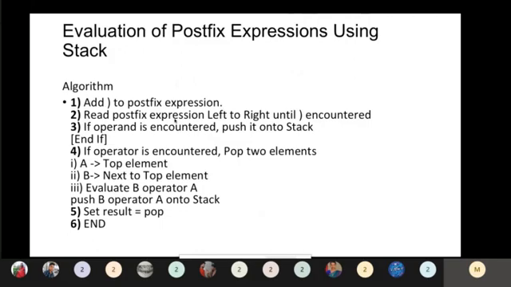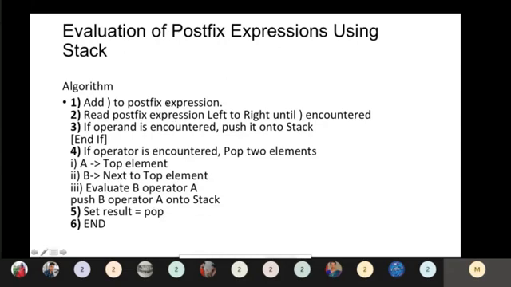So the next one is what? Evaluation of postfix expression. Evaluation is nothing but this: we have an expression in the form of postfix, we don't have an expression in the form of infix. Once we have the expression in the form of postfix, now we want to perform the evaluation. What is the meaning of that? We have some values, followed by some operators. Now we want to evaluate. So how to do it? This is the algorithm.